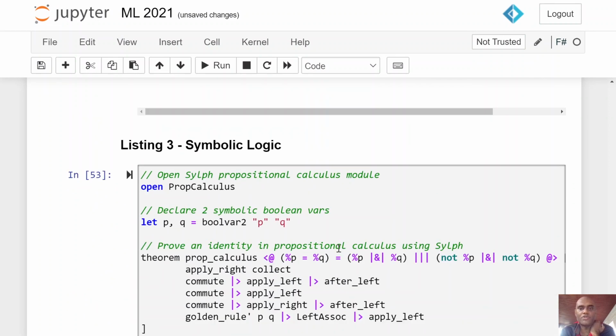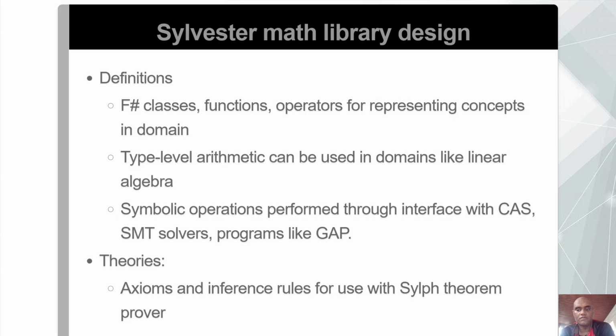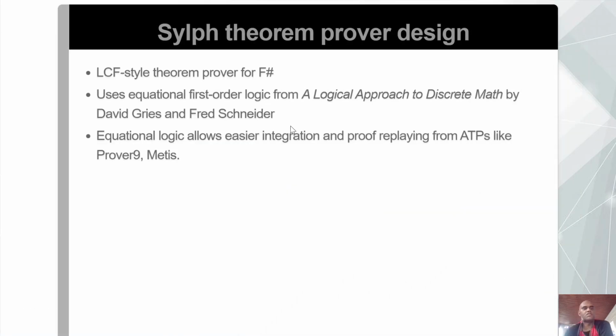Okay, so the very last thing we're going to talk about is symbolic logic. Sylvester uses a theorem prover called SELF, which is an equational logic theorem prover. It's an LCF style theorem prover where you have particular data structures for theorems, and you're not allowed to construct those data structures or types if you don't have a valid proof. It uses equational logic from A Logical Approach to Discrete Math by David Gries and Fred Schneider. And equational logic allows easy integration and proof replaying from automatic theorem provers like Prover9 and Metis.